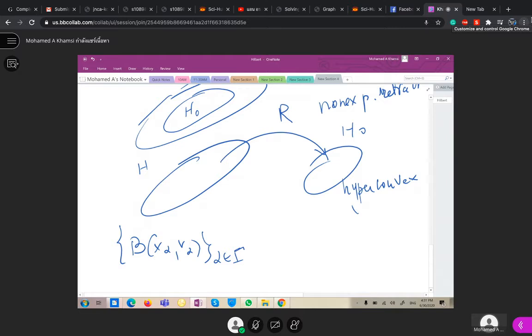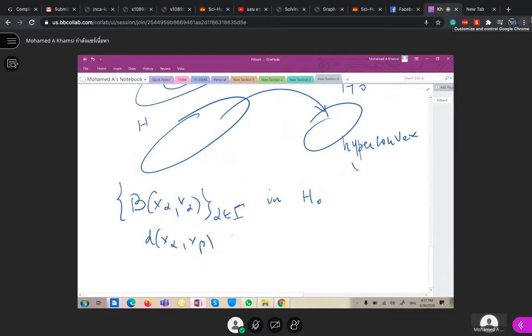In H0. And we assume that the distance from x alpha to x beta is less than r alpha plus r beta. Okay? And you want to show now, is this true? This is the question: that the intersection of all these balls is not empty.